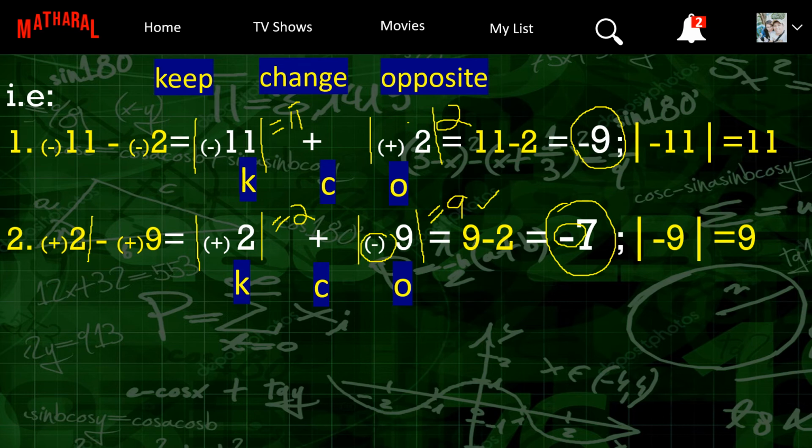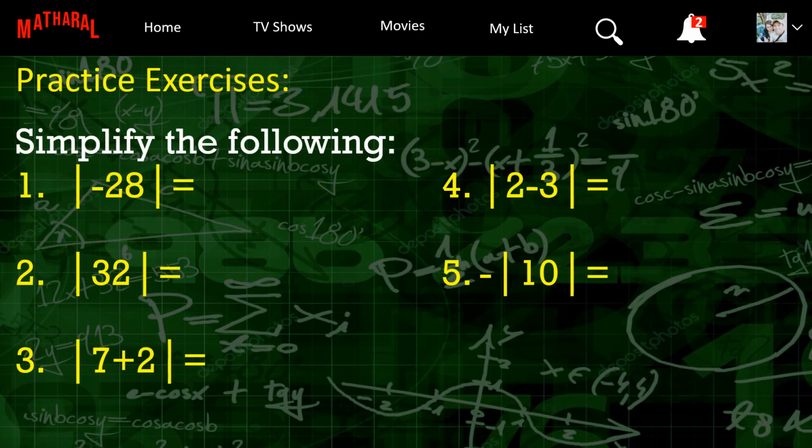Yan po ay nangyayari when you are subtracting two integers of like and unlike sign. Doon lang man po siya nangyayari at na-apply ang keep change opposite and then back to adding integers. So, now, for practice exercises, we're asked to simplify the following.